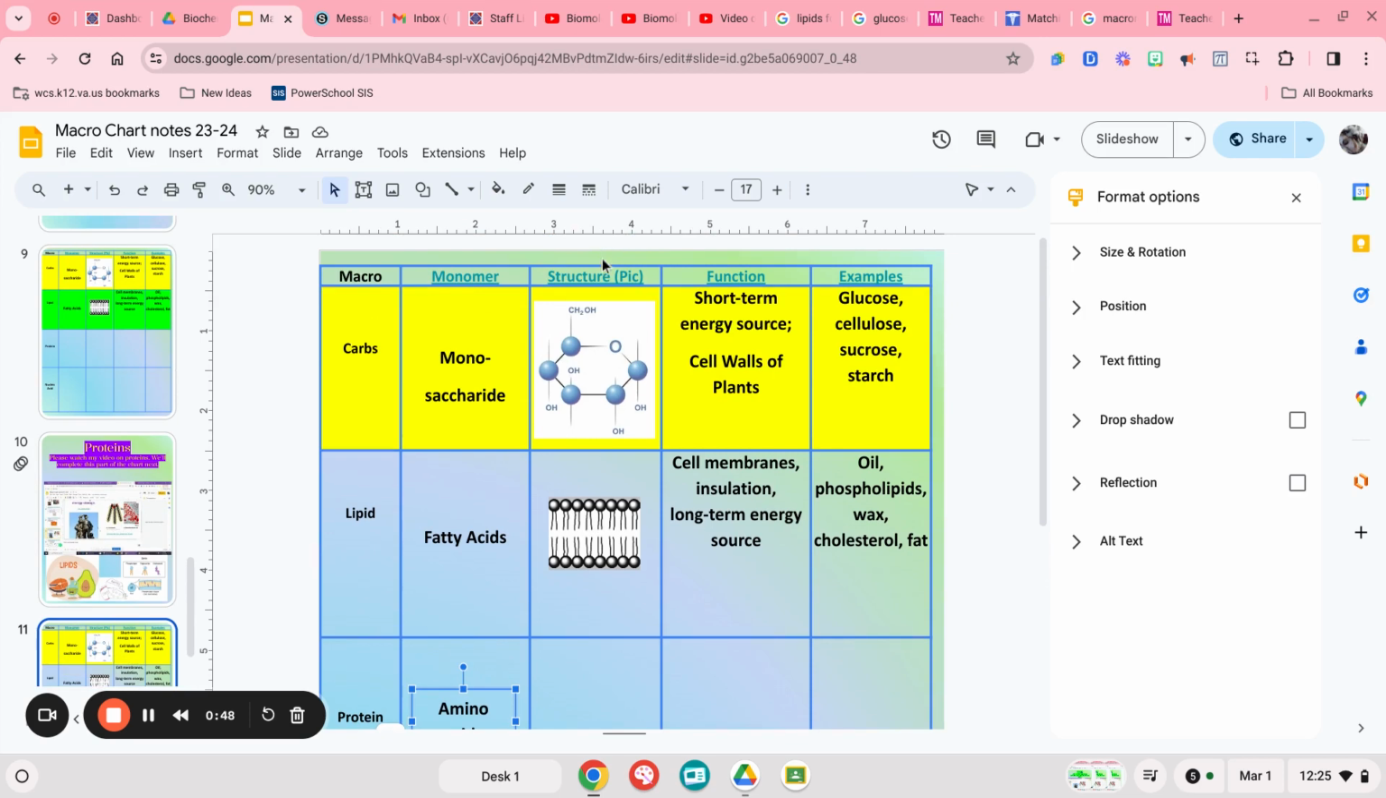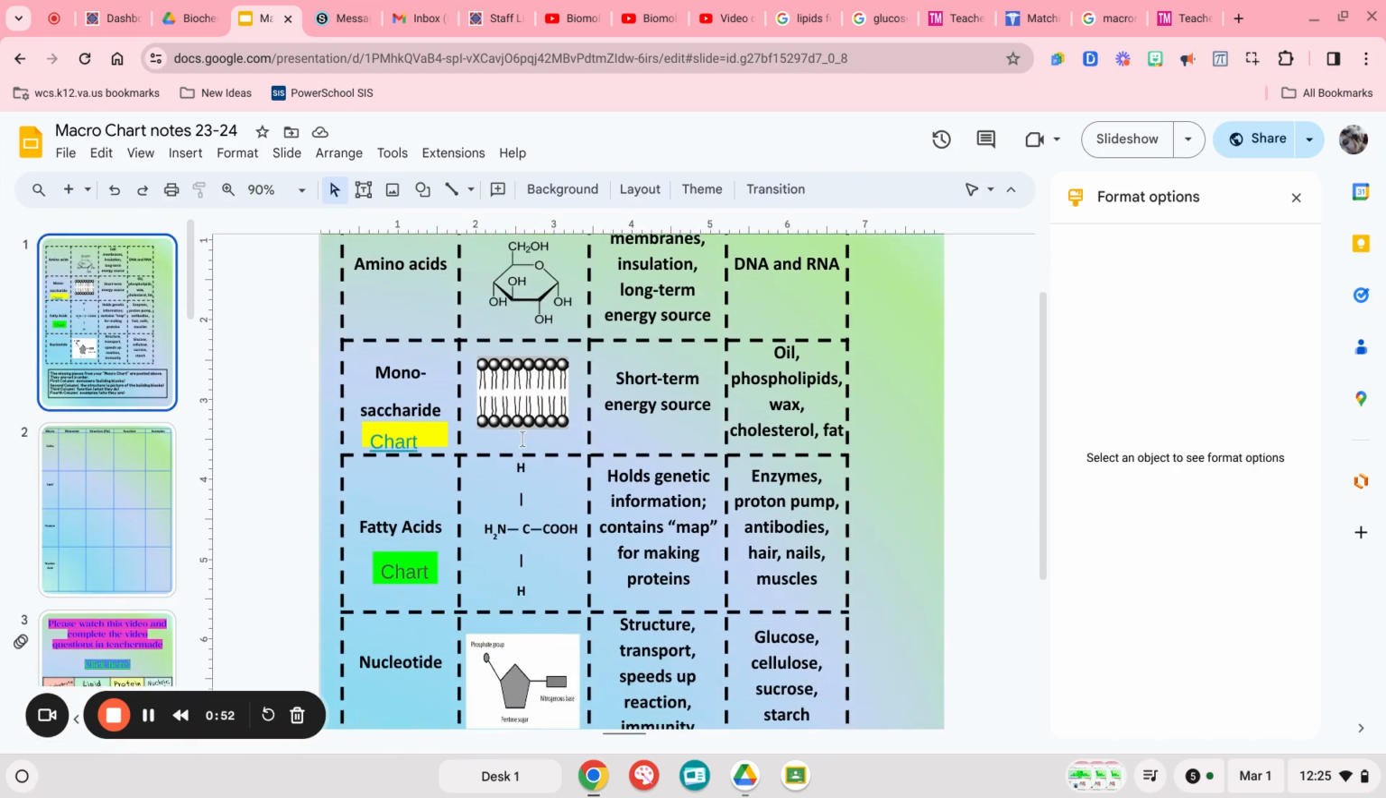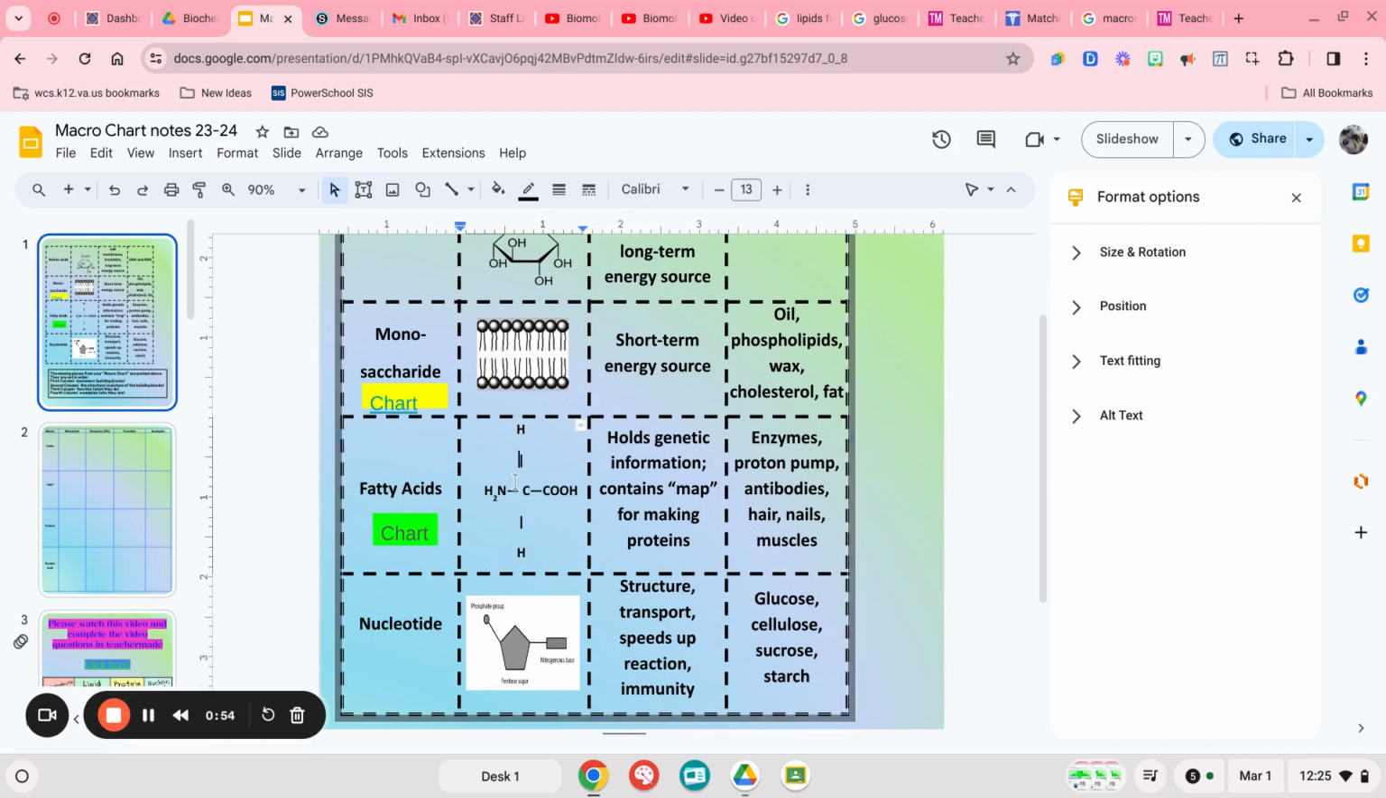Okay, next, the structure. The structure of amino acids really just doesn't look like a whole lot of anything. This is what they look like. Now, there are variations to this molecule, but essentially this is what it looks like. So you will have some differences, and there's going to be a lot of differences. There are actually 20 different amino acids.